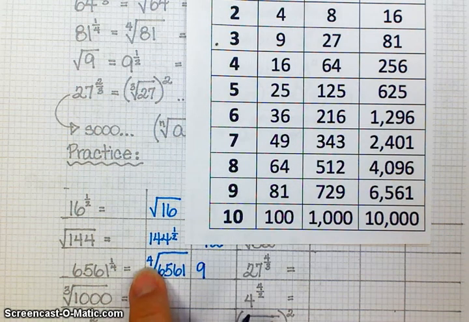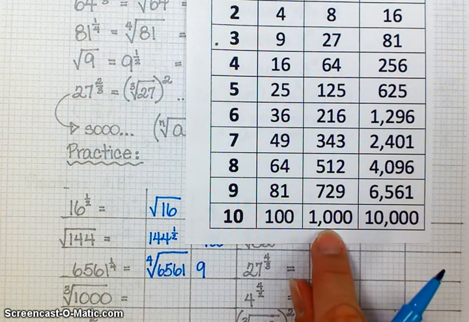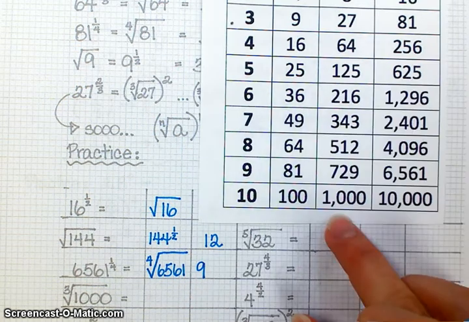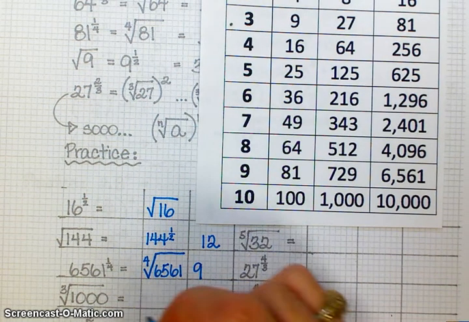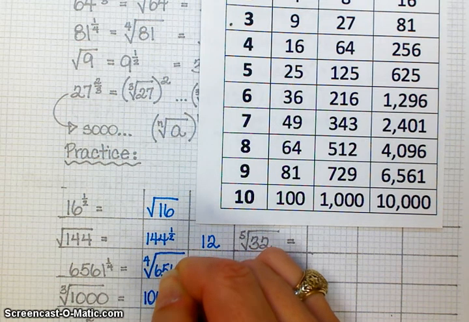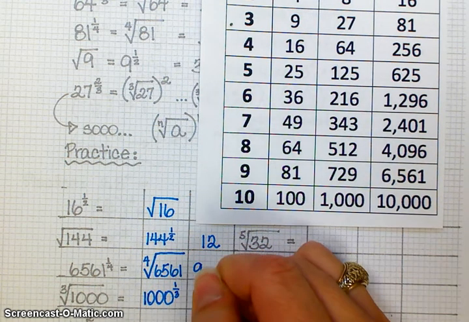And because the root is an even number, technically it could be -9 too, but we're not going to worry about writing that. Okay? All right, this says the cube root of 1,000. Well, 10 times 10 times 10 gives you 1,000, so the cube root of 1,000, which is also 1,000 to the 1/3 power, is going to be 10.